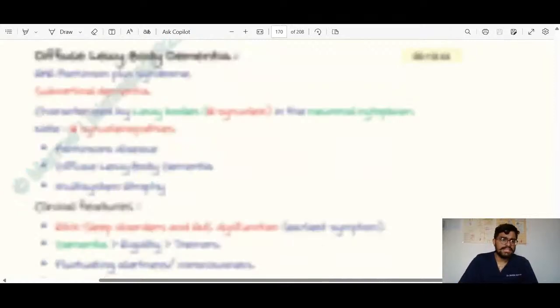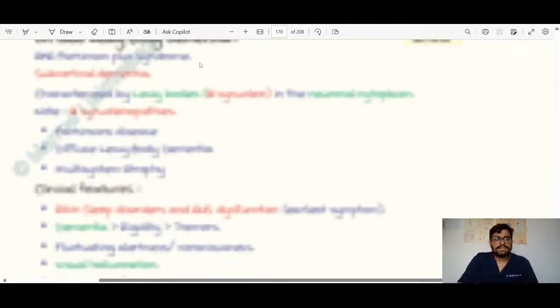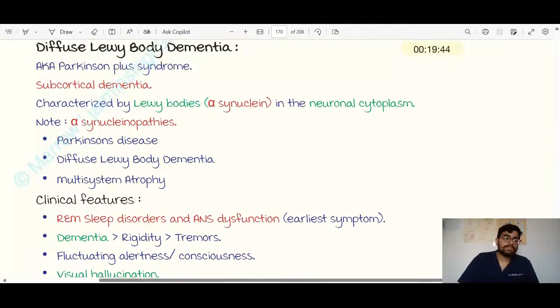So what is diffuse Lewy body type of dementia? Also called Parkinson plus syndrome. Subcortical dementia characterized by Lewy bodies, alpha synuclein in the neuronal cytoplasm. Note alpha synucleinopathies: Parkinson's disease, diffuse Lewy body dementia, multi-system atrophy. These are all the characteristics.